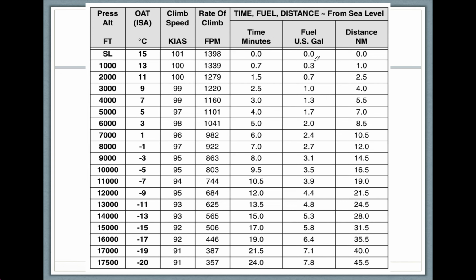And so what they did was, in the Cirrus they said, let's say you start at sea level and go to 5,000 feet. At 5,000 feet, the temperature is supposed to be 5. You'd climb at 97 knots. There's the climb rate you're supposed to get. It's going to take you 4 minutes, 1.7 gallons, plus the note for taxi and takeoff. And then you're only going to cover 7 miles. Then they say if you're going to go all the way to 17,000 feet, here's what the temperature should be. There's your climbing speed. There's your climb rate. And it's going to take you 21 and a half minutes to go from sea level to 17,000 feet.